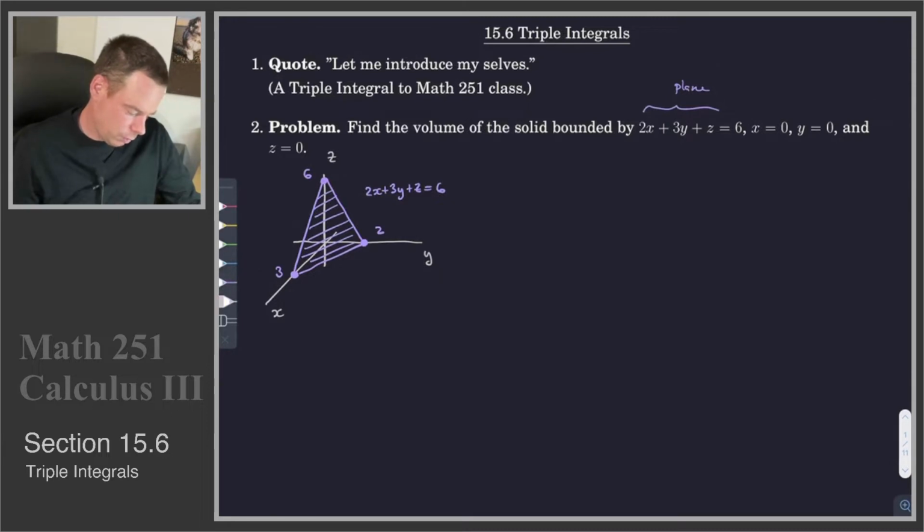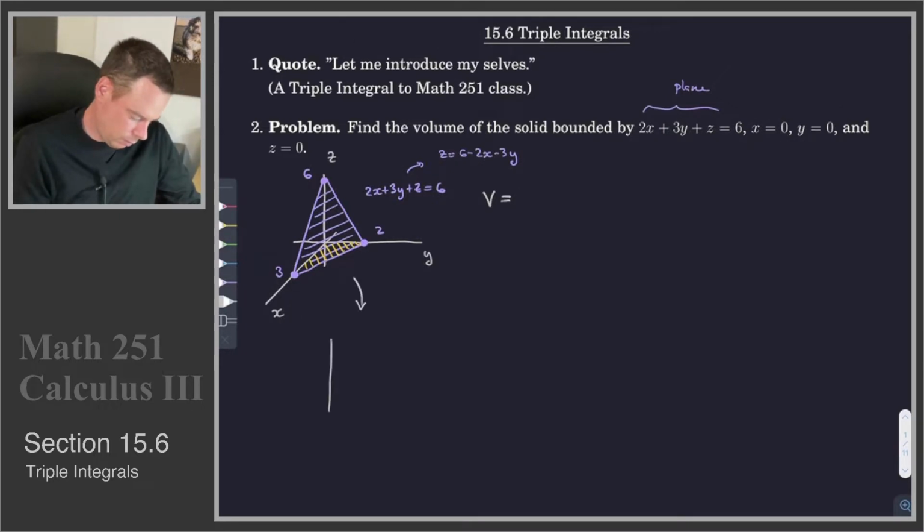How are we going to find the volume? Well, the volume we get by integrating the function. Our function in this case is given by the plane, so we can look at it as z is equal to 6 minus 2x minus 3y. So there's our function we're integrating. And the region we're integrating over is going to be this region in the xy plane.